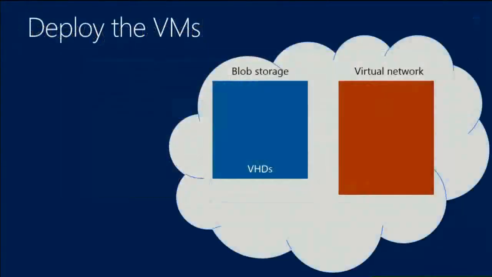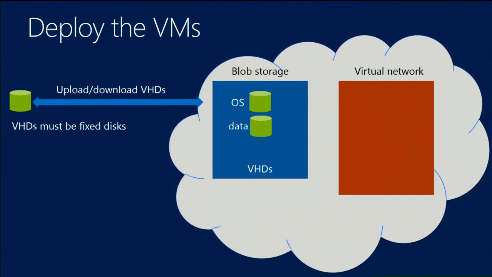OK, so that gets us a virtual network. And to deploy the VM, what actually happens is you need your OS and your data in your blob storage. How do you get it there? Well, what you could do is you could take it from on-prem and copy it up there.